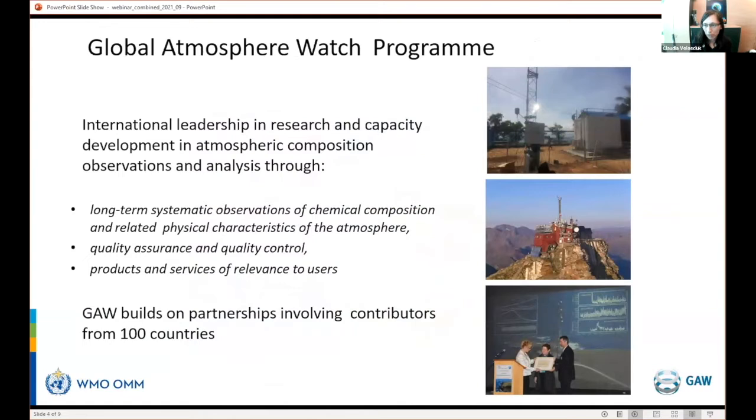So the Global Atmosphere Watch program provides international leadership in research and capacity development in atmospheric composition observations and analysis. This is done through long-term systematic observations of chemical composition and the related physical characteristics of the atmosphere. This includes quality assurance and quality control and the development of products and services of relevance to users. And we build on partnerships involving contributors from many countries.